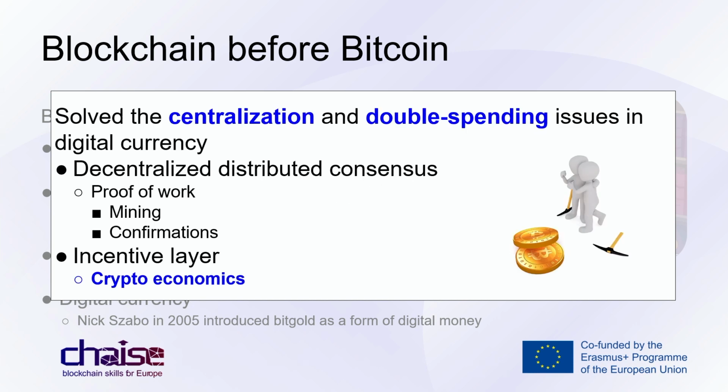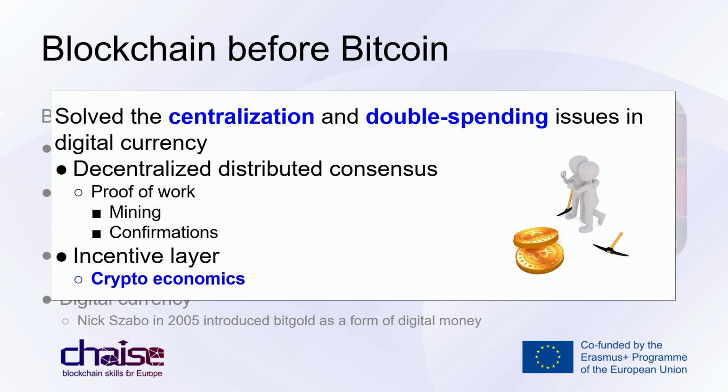Satoshi Nakamoto solved the centralization and double spending issues in digital currency. For example, proof of work uses mining to solve cryptographic puzzles and agree on the ledger's true state. Also, the concept of block confirmations protects against malicious changes aiming to double spend digital money. Moreover, he introduced the incentive layer combining cryptoeconomics to keep nodes honest over the network.